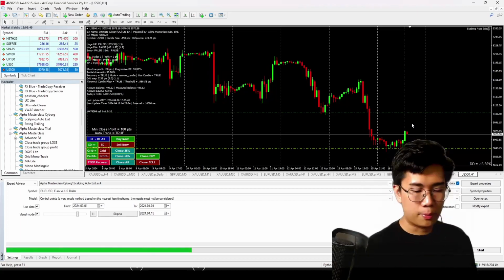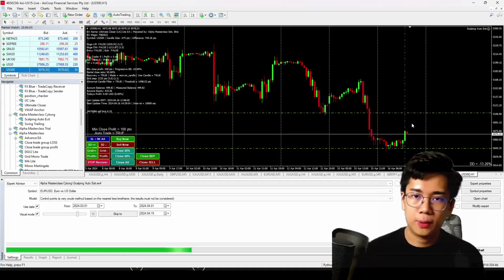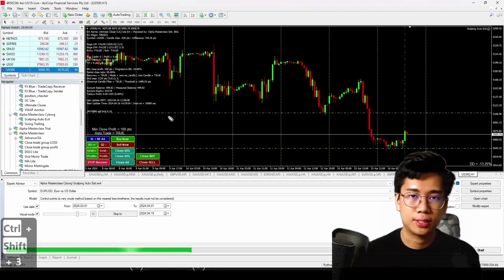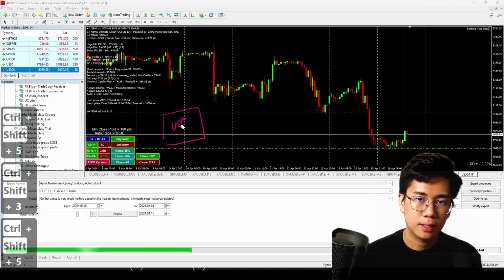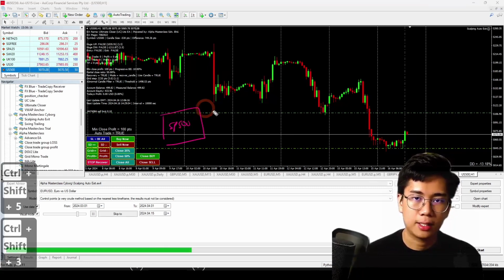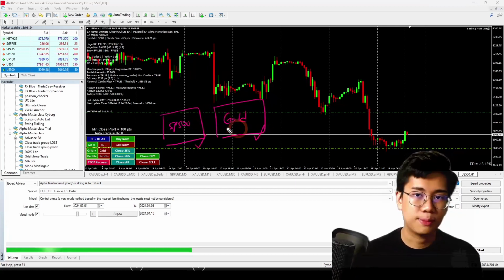Now, can we run the robot on 2 separate charts at the same time? Yes, you can. But one market only has one chart. All right, one market, one chart. For example, right now this is S&P 500, so I've set a robot on S&P 500. Can I set one more for S&P 500? Cannot. But you can set another chart on gold. So the robot can trade gold and also S&P 500 together.